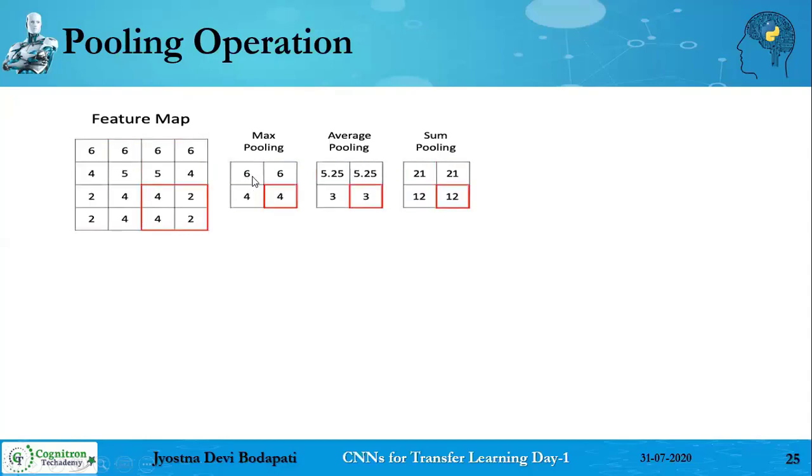So in max pooling I get 6. If it is average pooling, from the same window, instead of taking the max value, I take the average. In sum pooling, I take the sum value, and so on and so forth. That's all. If you observe, the output is exactly half of the input size because of the non-overlapping stride.